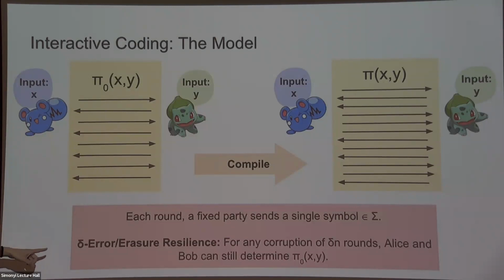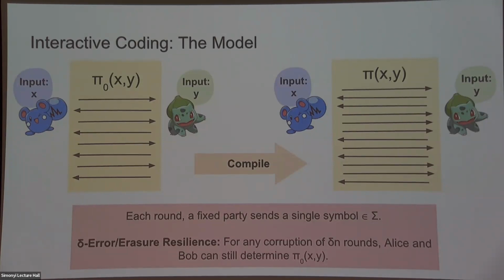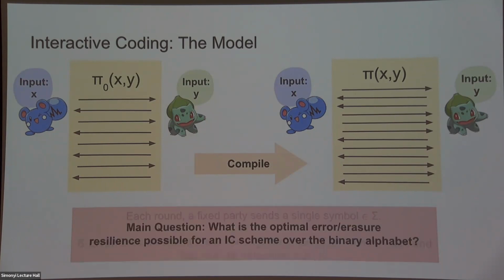Then we're going to measure error or erasure resilience as a fraction of rounds. We'll say that the protocol is delta error or erasure resilient if for any corruption of delta n of the rounds, Alice and Bob can still determine what the original noiseless protocol is supposed to be. So the main question is: what is the optimal error or erasure resilience possible for an interactive coding scheme over the binary alphabet?